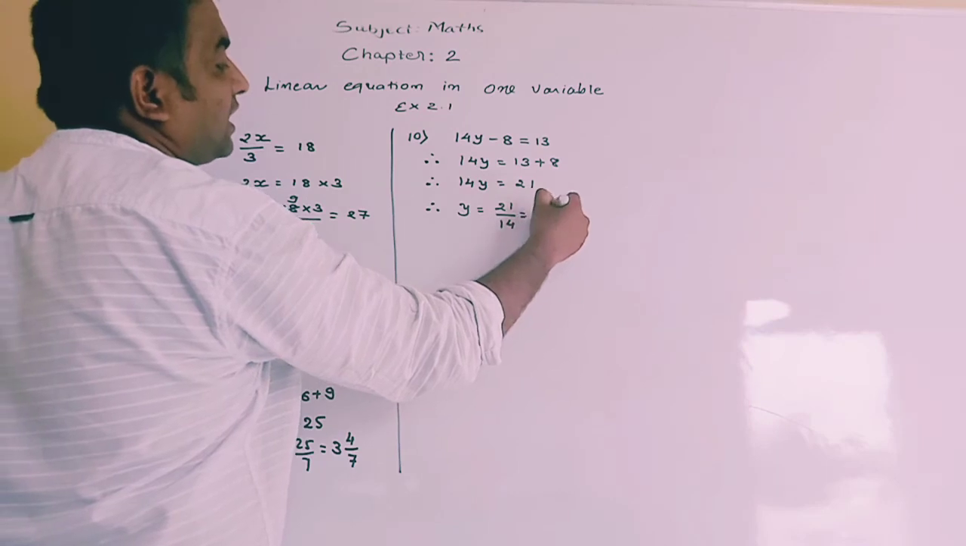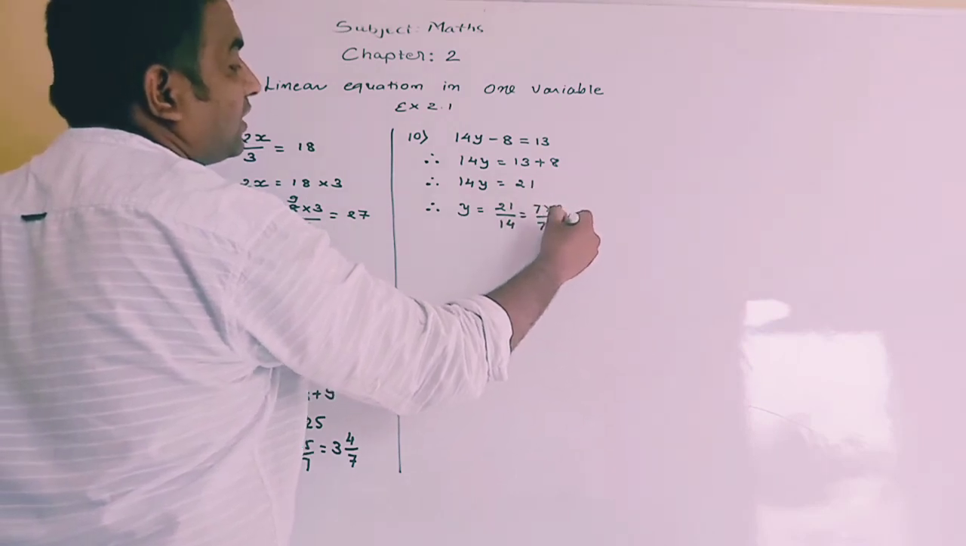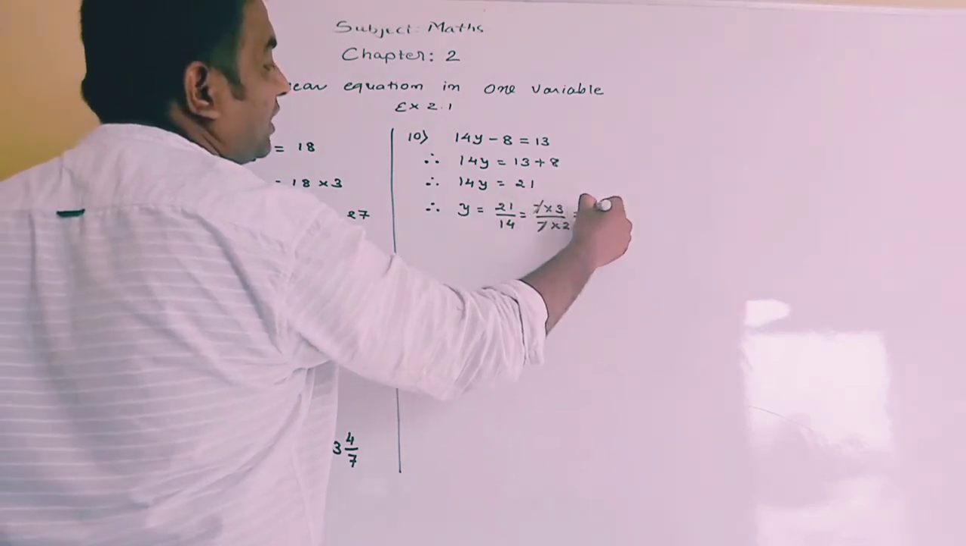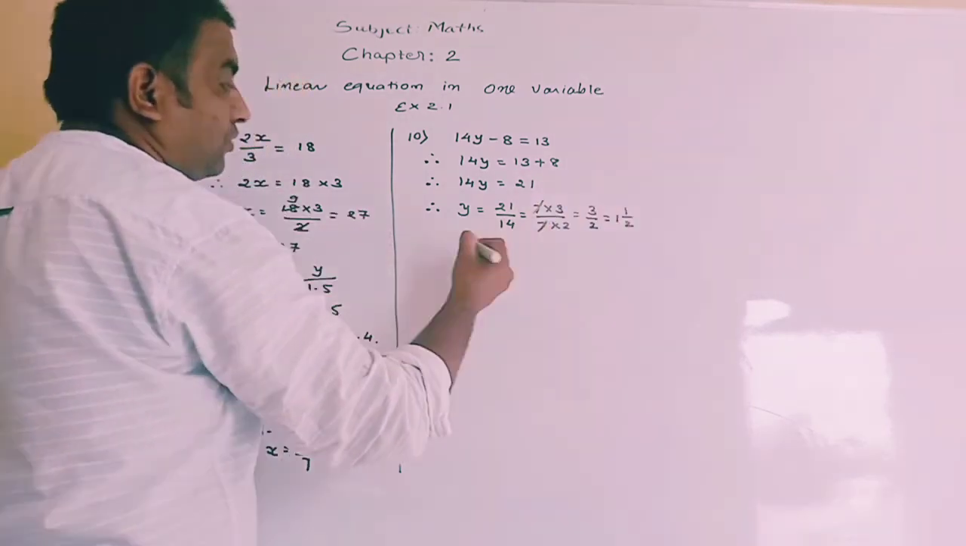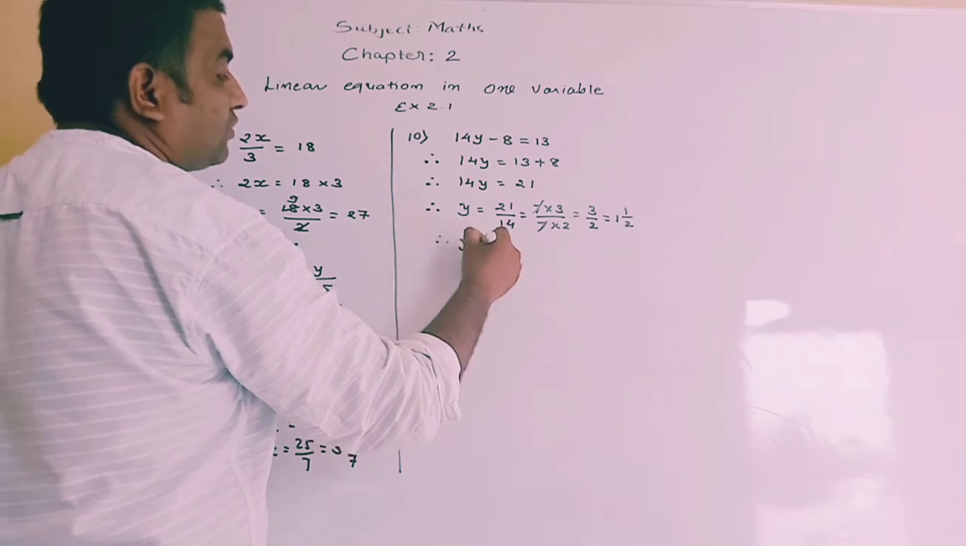So 7 3s are 21 and 7 2s are 14. So 7 7 cancel. So 3 by 2. And 3 by 2 will convert into a mixed fraction, 1 and 1 by 2. And so y is equal to 1 and 1 by 2.